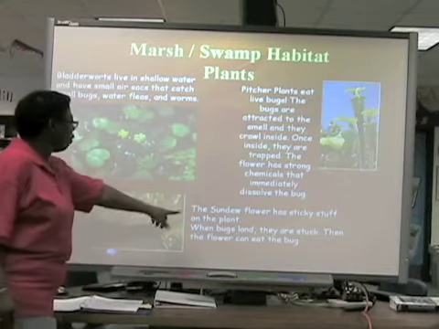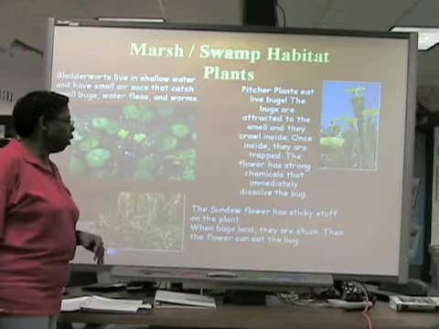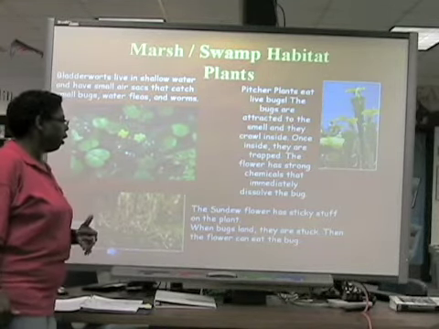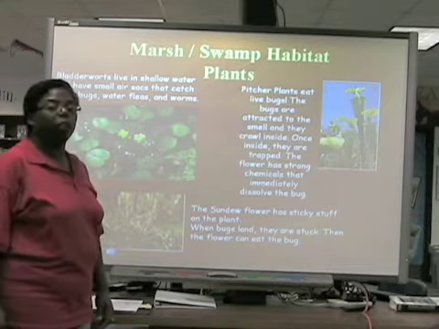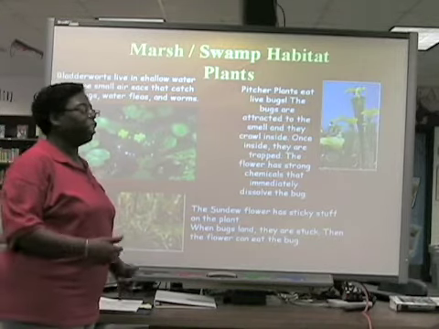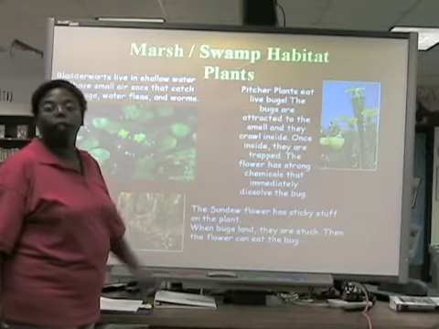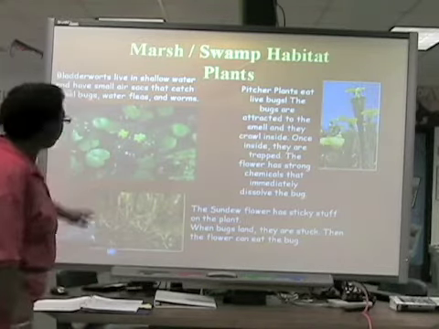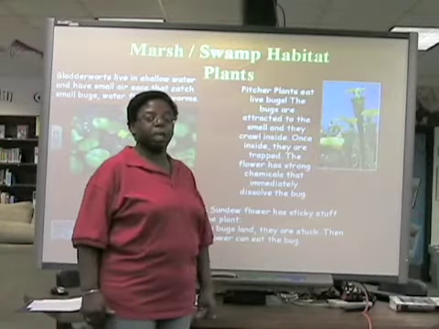And then you also have the sundew flower, which has sticky stuff on the plant. When bugs land, they are stuck. Then the flower can eat the bug. Now, I don't know about you. I've never heard about a flower eating a bug other than, what do they call it? The Venus flytrap. But now, I think this is well beyond the Venus flytrap. And they have pictures of all three. Now, it looks beautiful, but just imagine, it's a meat-eating plant.